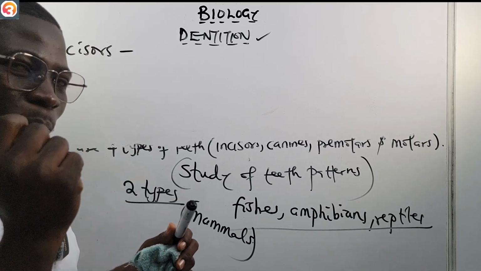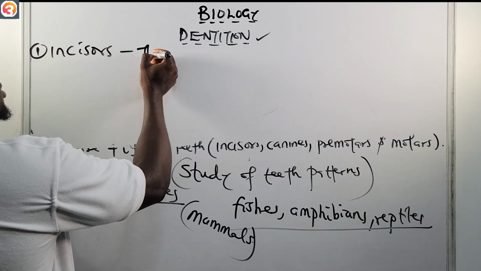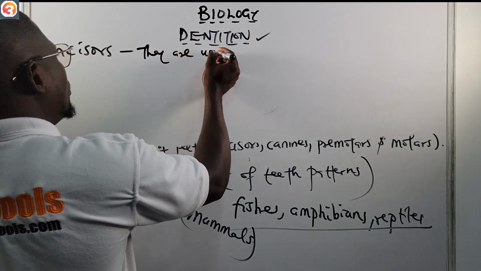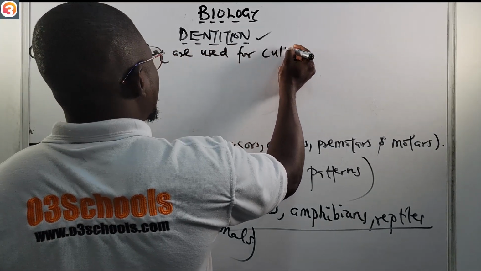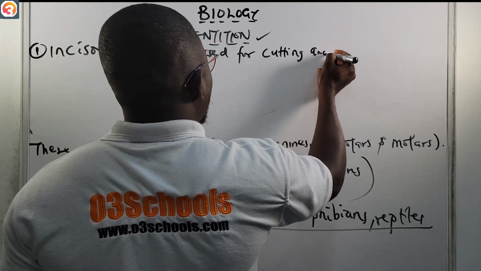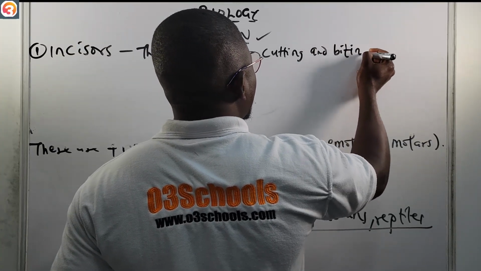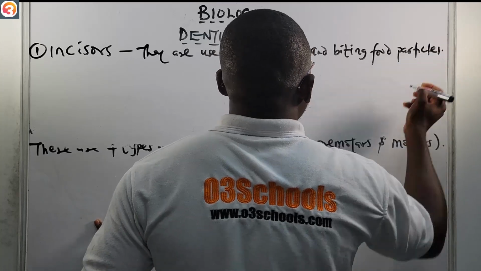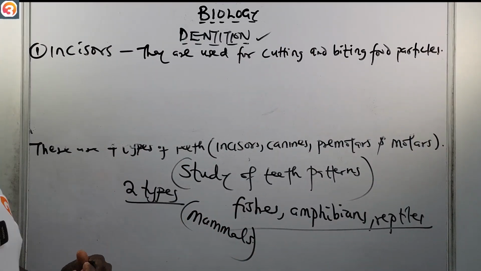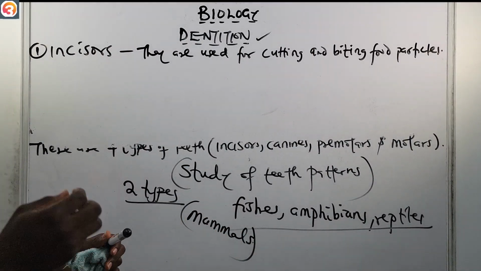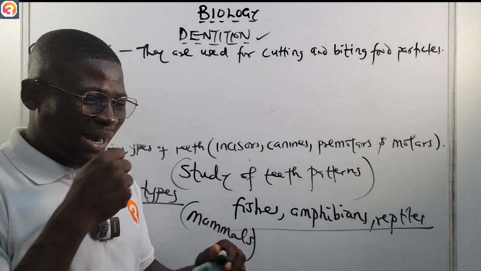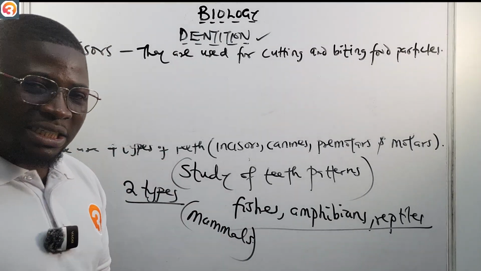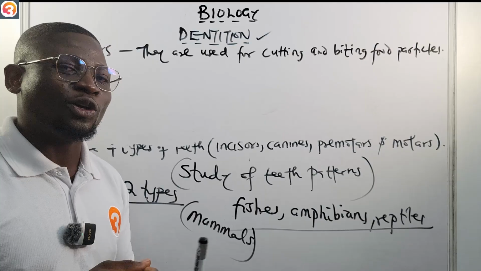They are used for cutting and biting food particles. So that is the function of the incisor. That is for cutting, to cut something, to bite. So you have been using it, whether you like it or not, to cut or to bite.